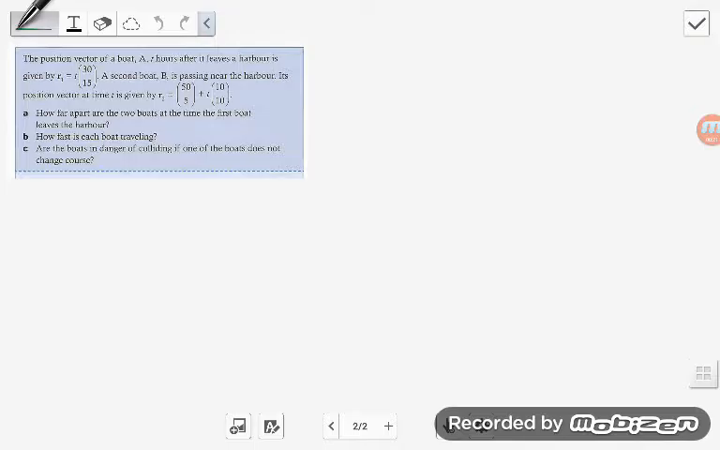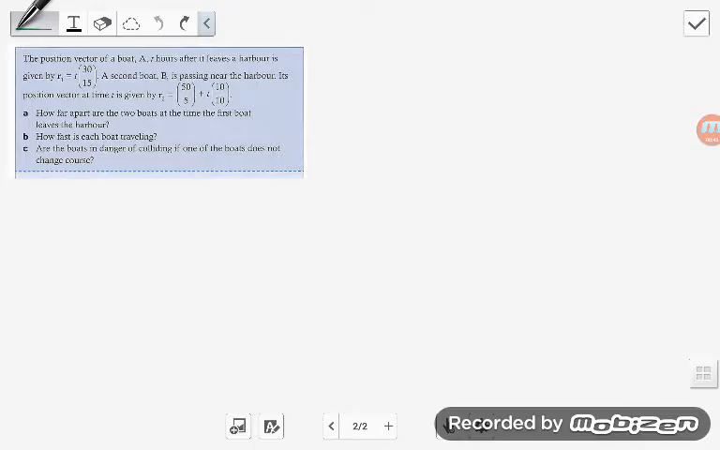So in part C, they're asking us, are the boats in danger of colliding? Right? Is boat A going to collide with boat B as time goes by? So here we have this time factor, right? The time is gonna start from 0 and then 1, 2, 3, 4, and so on and so forth. Now, as time passes by, are these two boats going to hit each other? That's what part C is asking.